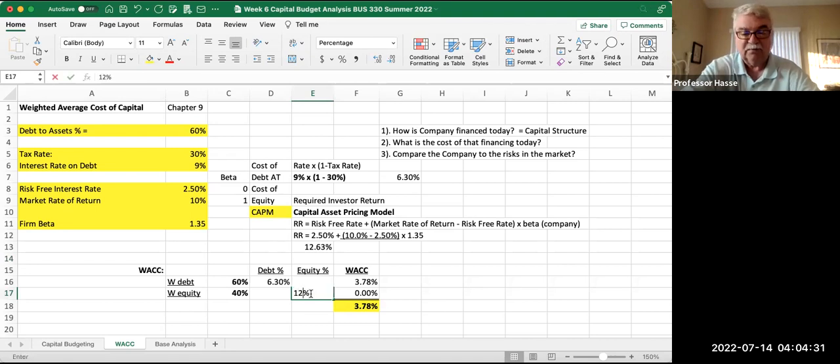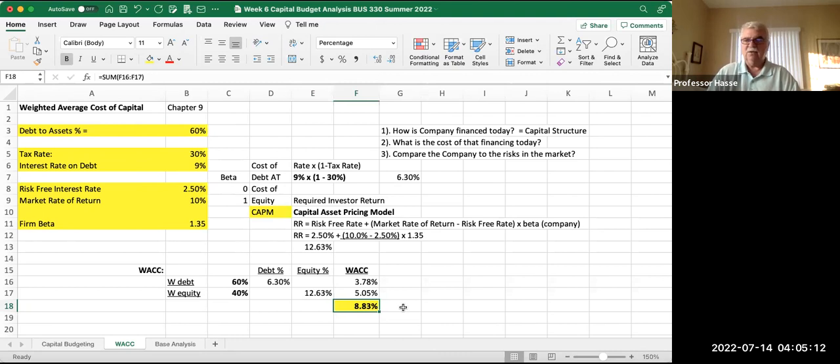So now we put 12.63% down here, and it takes 40% of that, which is the capital structure of equity. We get 5.05. Add the two together, the weighted average after-tax cost of debt plus the weighted average cost of equity, gives us 8.83%. And that's our cost of capital in this project. If the company would go out and invest this money today, on average, based on their capital structure and market rates and risk, they would have to pay 8.83% for that money. That's your cost of capital.